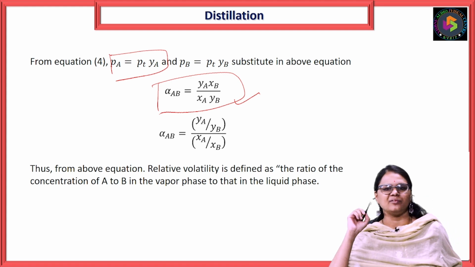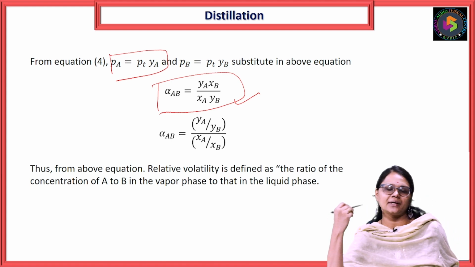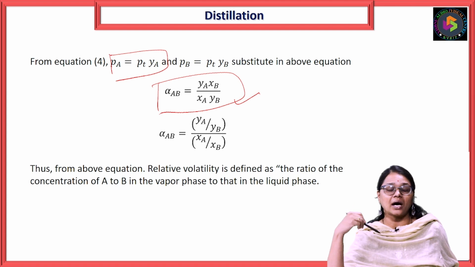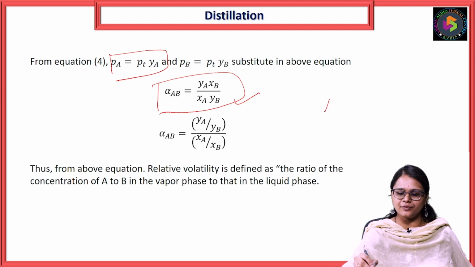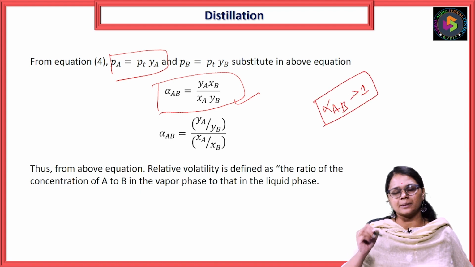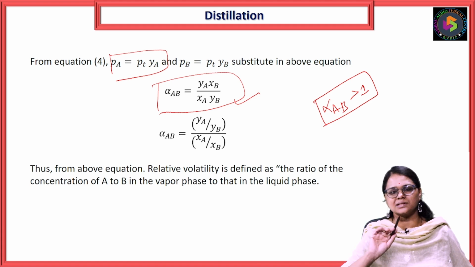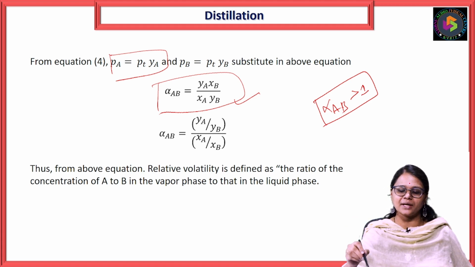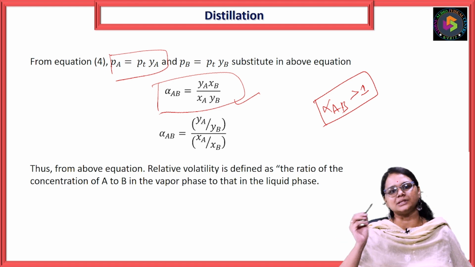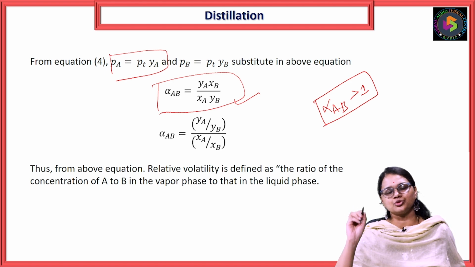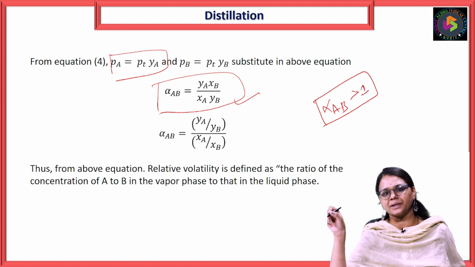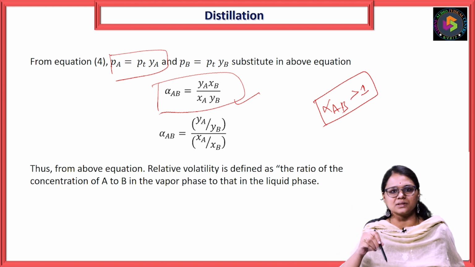Generally, why do we need to know alpha AB? Because the more volatile the component you have, the easier the separation. So if alpha AB is greater than 1, then your separation is very easy or very simple using distillation. Generally, alpha AB greater than 1 is preferable to go to distillation. So if you have an unknown sample, you have to generate all this data and calculate this alpha AB value to know whether you can use distillation or not to separate this mixture. That is the importance of relative volatility.